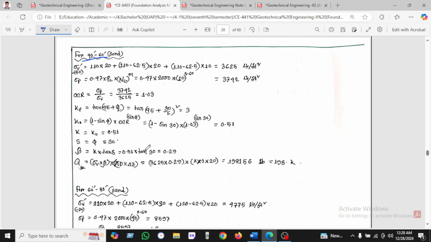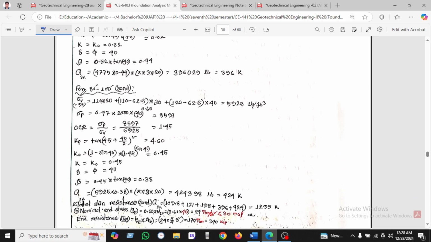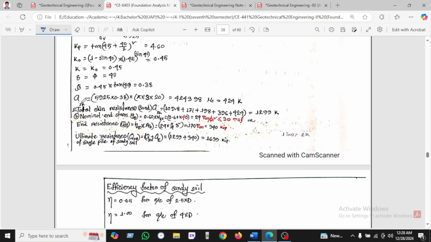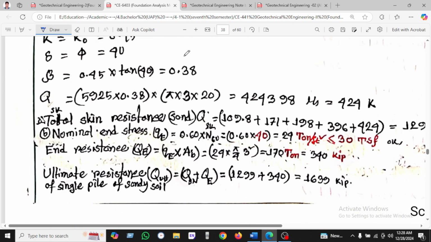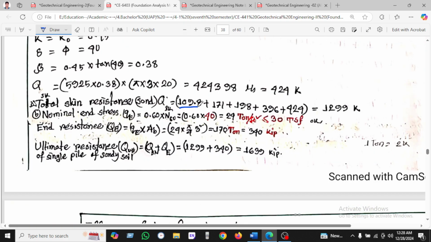For 40 to 60, same way you will calculate, and 60 to 80, and 80 to 100, the same way you will calculate. Now we'll add the wall value, and found 1299. The normal yield stress is 20 ton per feet square, which is less than 30, and the yield resistance is 170 ton, which is 340 kip, and the ultimate resistance, so we can see the skin plus yield resistance 1639 kip.